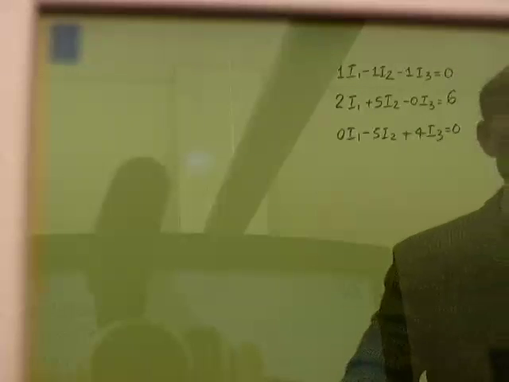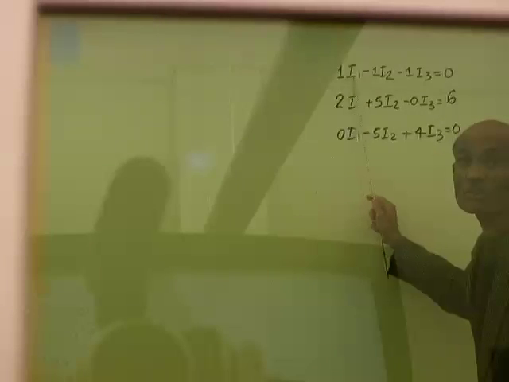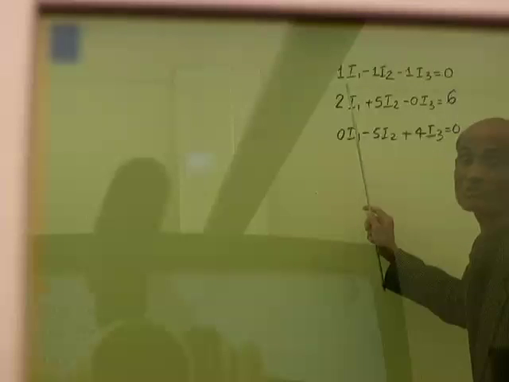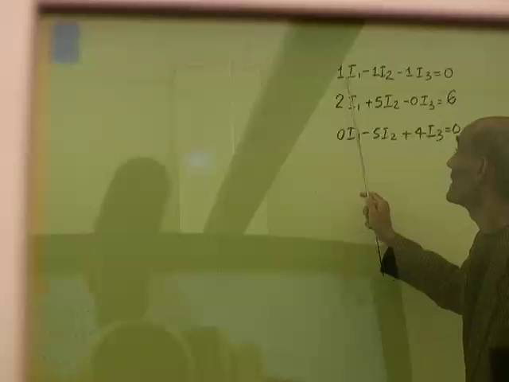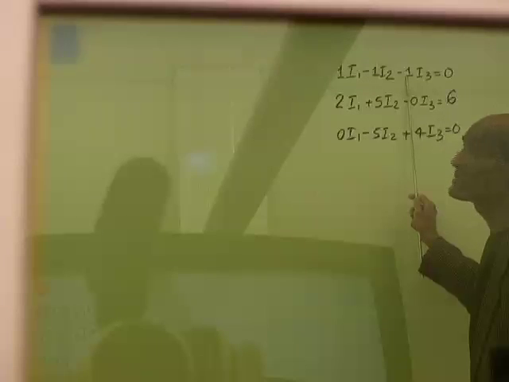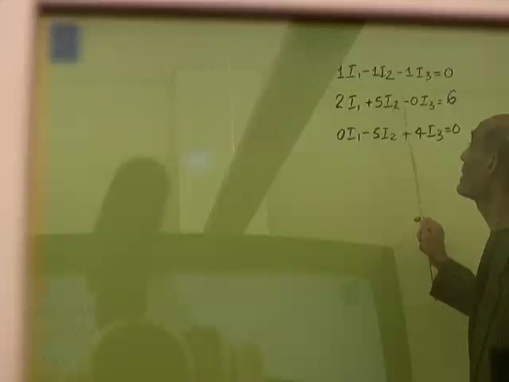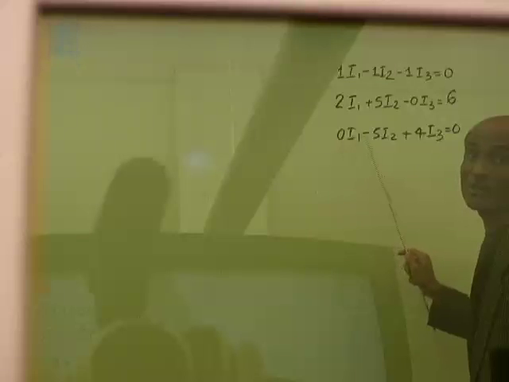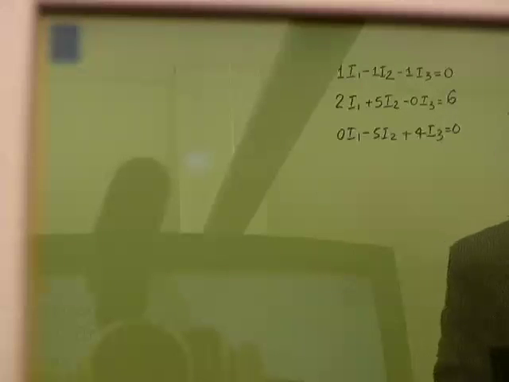Now the first thing to do is to make a matrix using the coefficients on the left side. Now this will be a 3 by 3 matrix. In other words, it will be 1, negative 1, negative 1, that is the first row. 2, 5, 0, the second row. And 0, negative 5, 4, that is the third row.